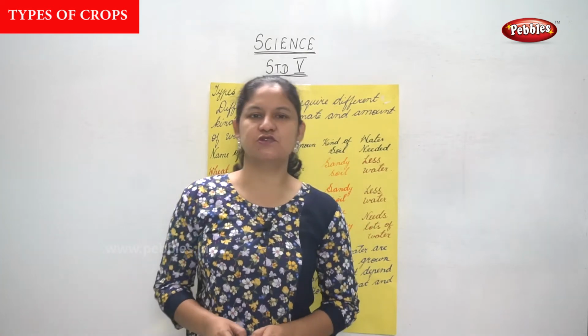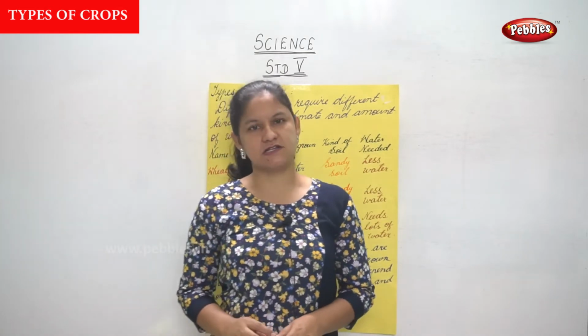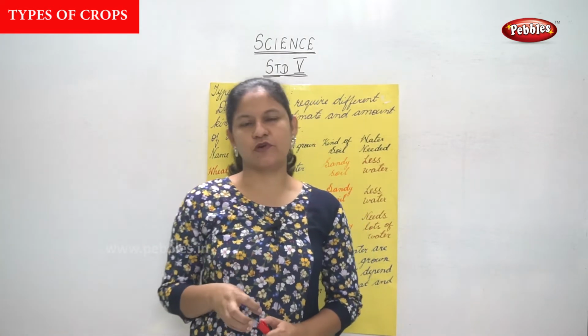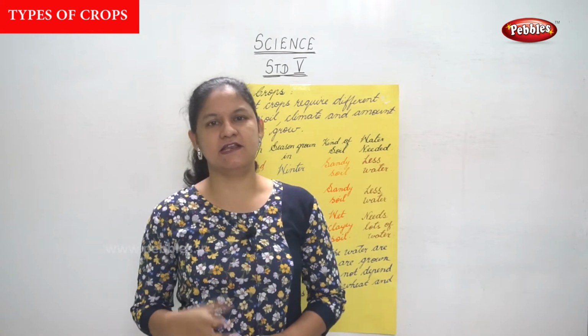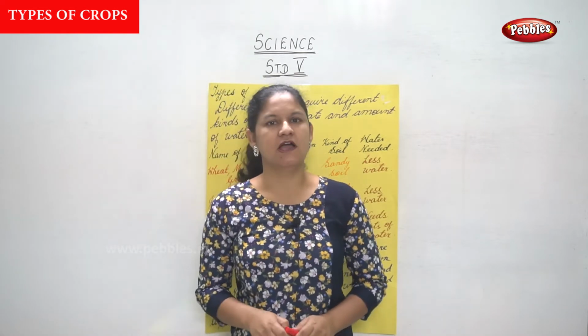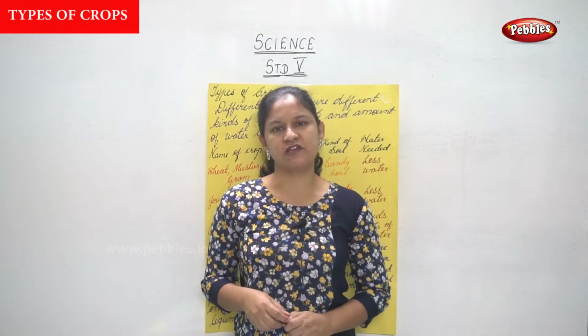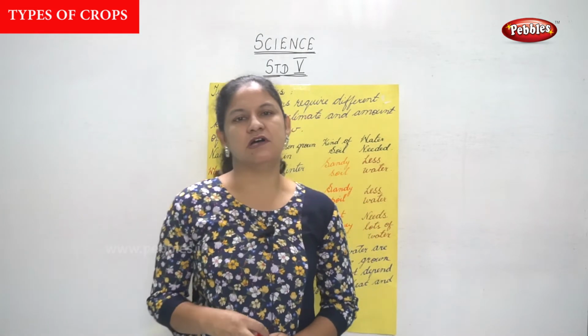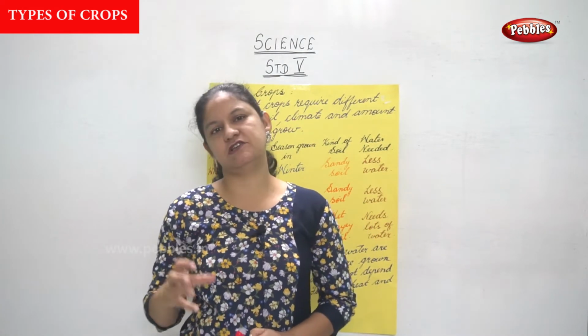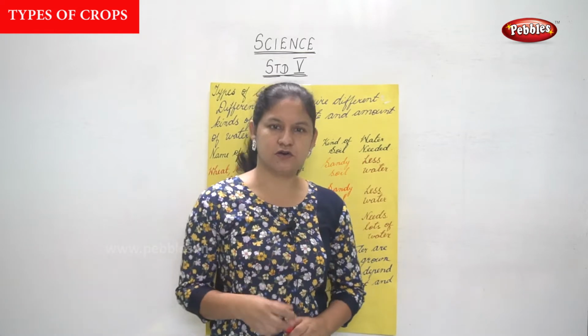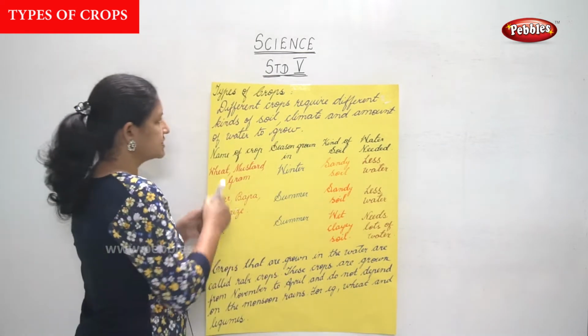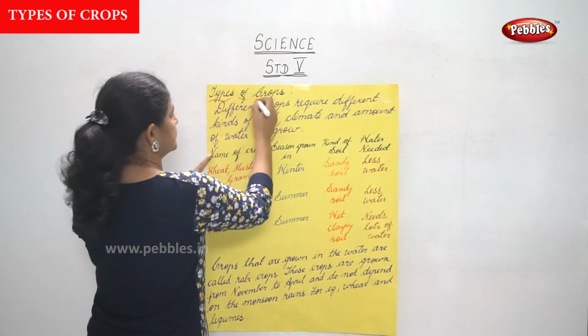So we have seen the two new terms, that is agriculture. The practice of growing on a large scale is termed as agriculture, and the growing of grains, fruits and vegetables by a farmer in a particular season in a particular place is called a crop. Next, we are going to see the types of crops.